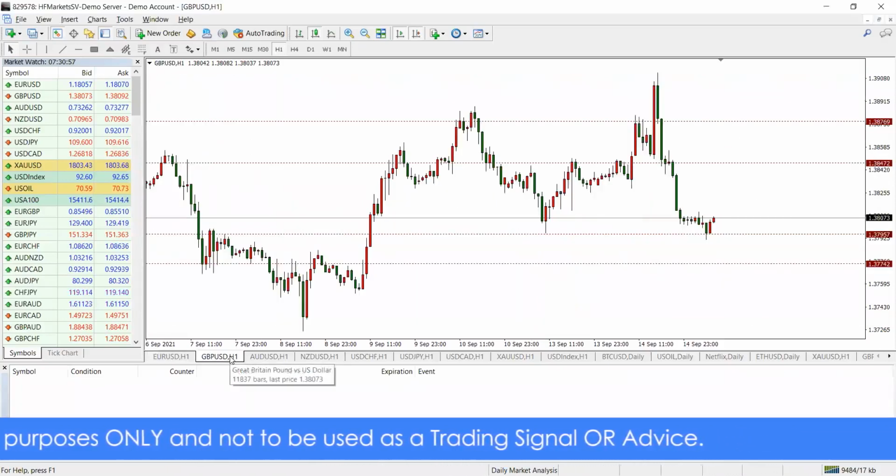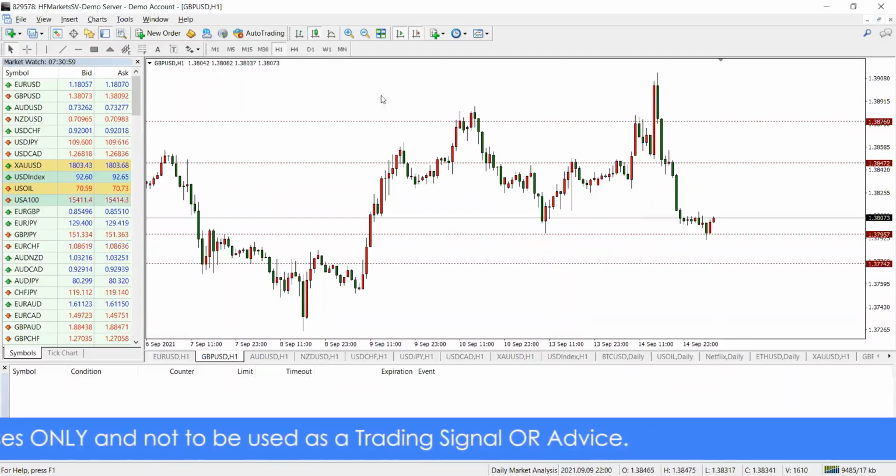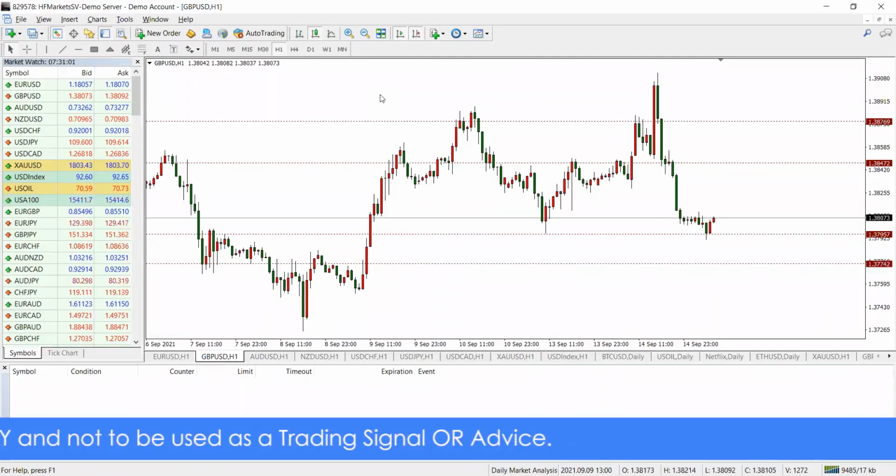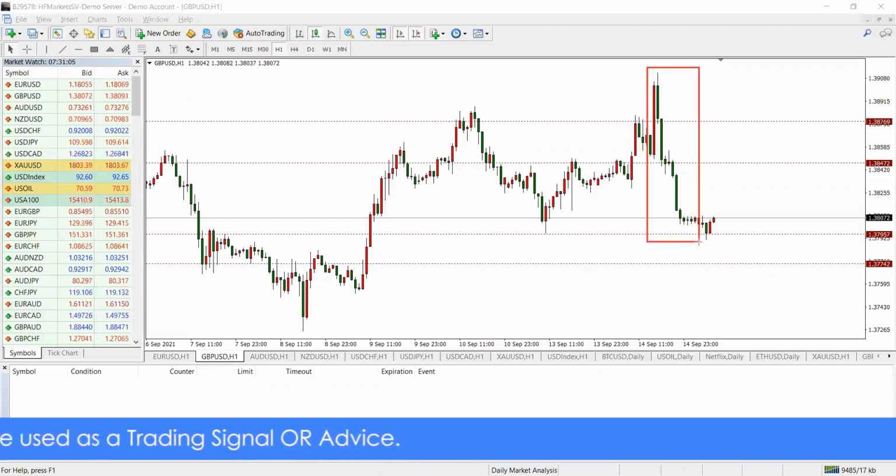The same thing we have here on the cable. We had this big down move over here, and then from this big down move, we had a bearish engulfing, and then it is sitting. Yes, interestingly, here we have resistance, we have support. It is sitting on this support here.